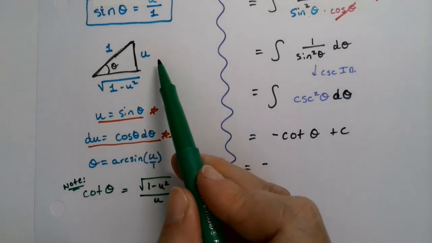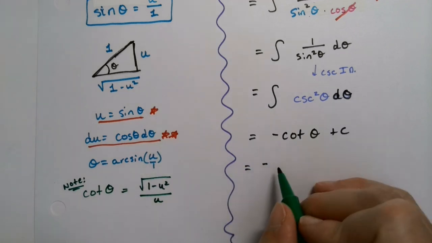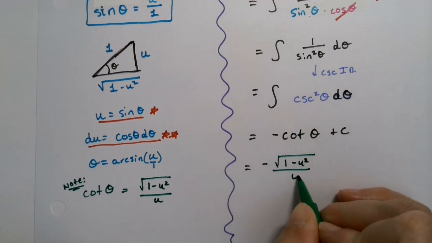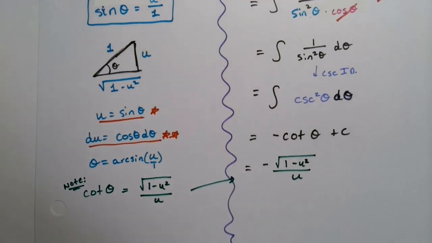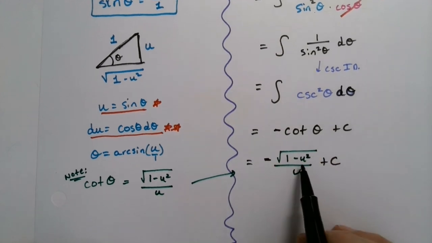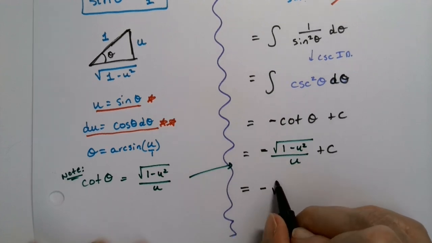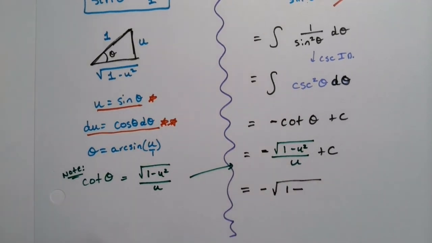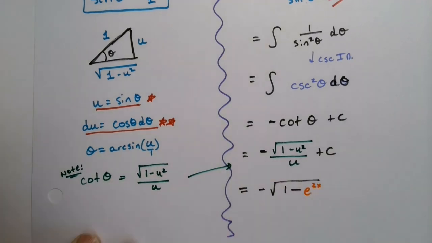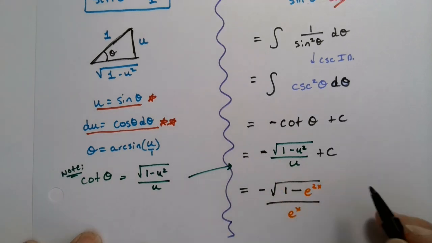It's adjacent over opposite. Okay, so just use that. So then this is negative square root 1 minus u squared over u plus c. And there was a negative there in the front, so it's still sitting there. And now go back in with what u was. That would be negative square root 1 minus, and then u was e to the x. So this would be e to the 2x over e to the x plus c.